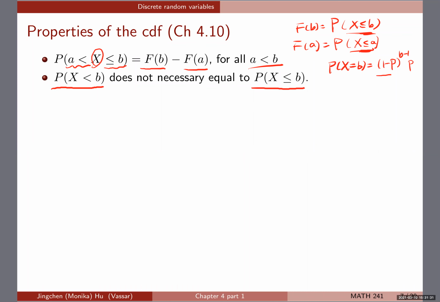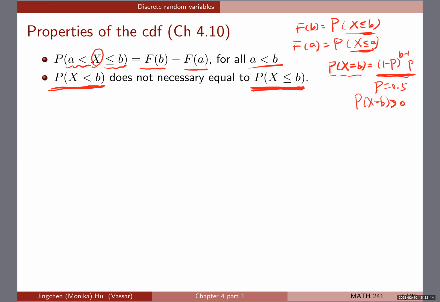So here, depending on the value of P, if P is neither 0 nor 1, let's just say it's a fair coin, so P is 0.5, then clearly this probability of X equals B is going to be a positive number. Because of that, if we compare the probability of X smaller or equal to B to X smaller than B, those two won't be the same. They will be different because X smaller or equal to B includes the case of X equals B, whereas X smaller than B does not include that case.